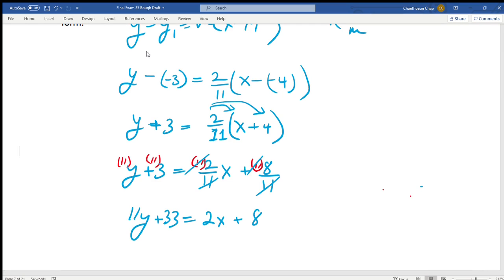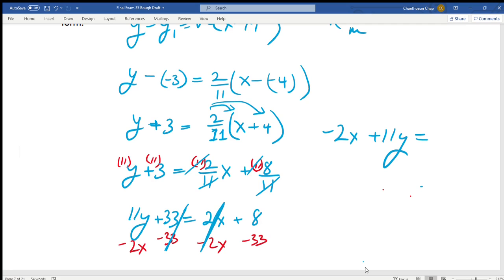To do standard form, we'll have to subtract the 2x from both sides. And I'm going to subtract 33. We want the x in the front first, so this becomes negative 2x plus 11y equals 8 minus 33 is negative 25. And so this is our standard form.